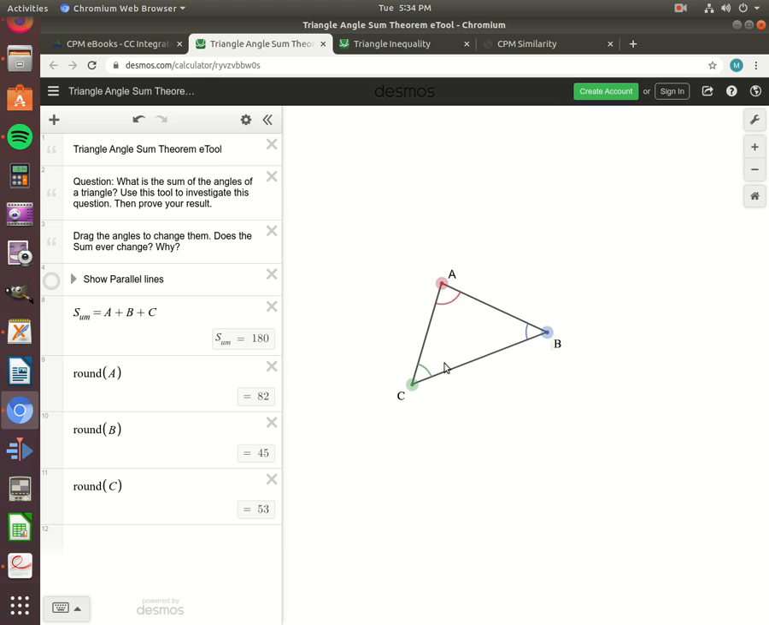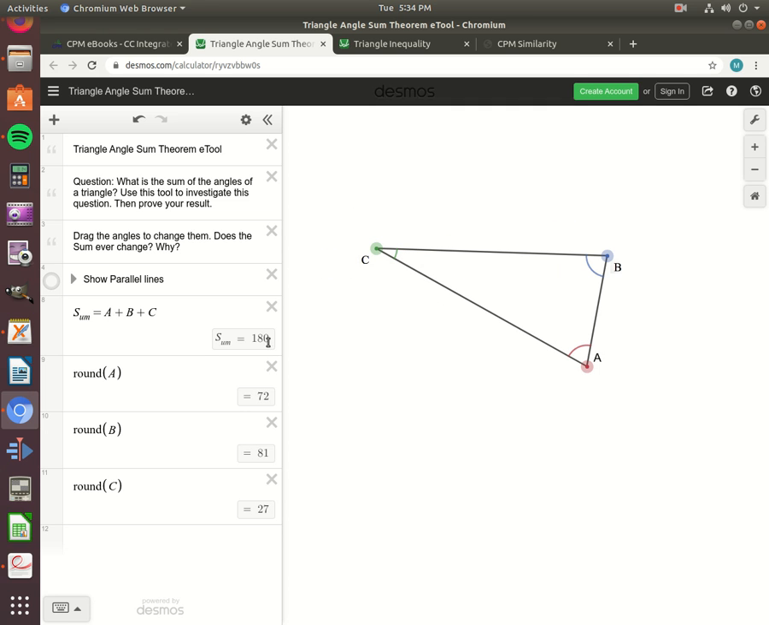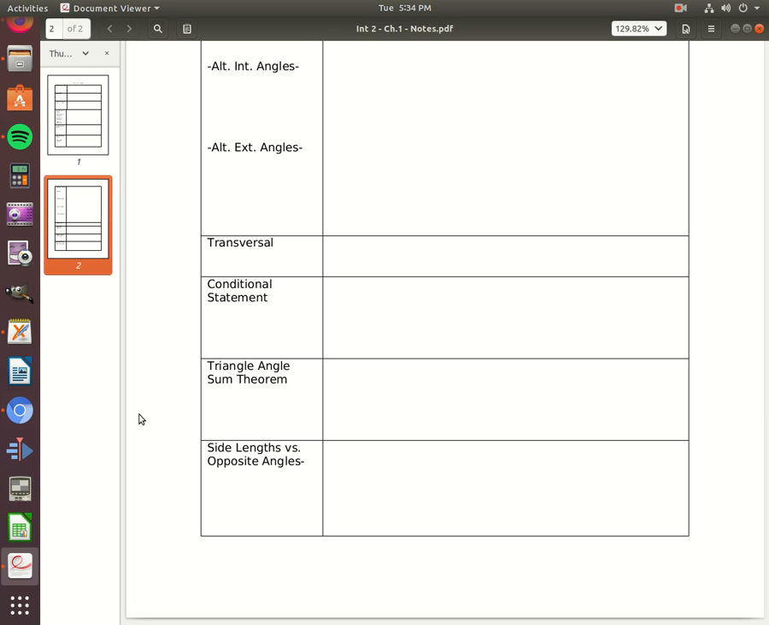And you'll see, no matter what I do to these triangles, you'll notice this never changes. You can see angles A, B, and C change, but you will notice that the sum never changes. No matter what I do, I always get 180 degrees. So again, that is known as the triangle angle sum theorem, that all triangles add up to 180 degrees. So hopefully we will go ahead and fill that in.